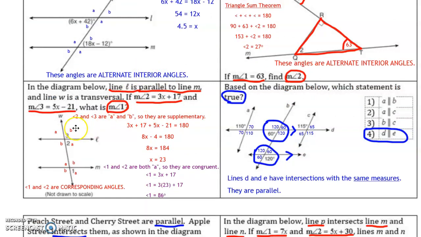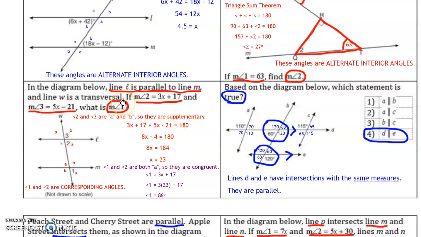In this diagram, we're using that ABBA method again, AB, AB, AB, AB. Notice that angle number 2, which is given to us, is an A. Angle number 3, which is given to us, is a B. Since those two are different, they're supplementary. That means we add them to 180 and we solve x equals 23.